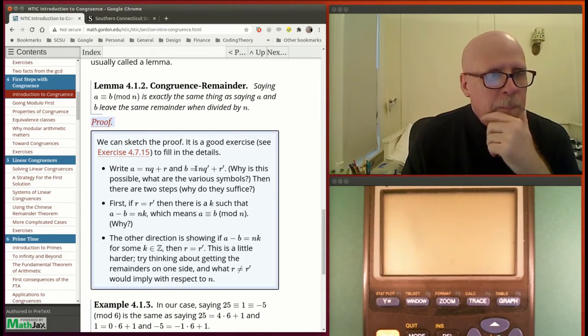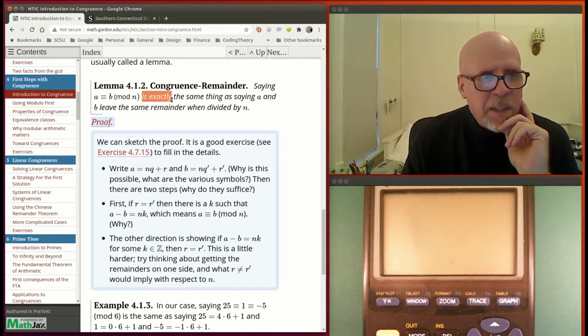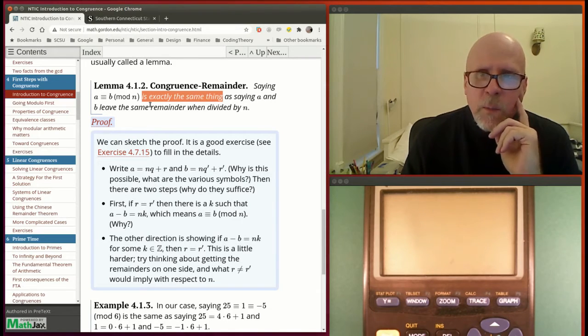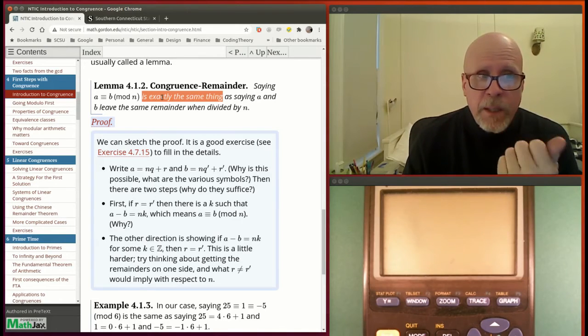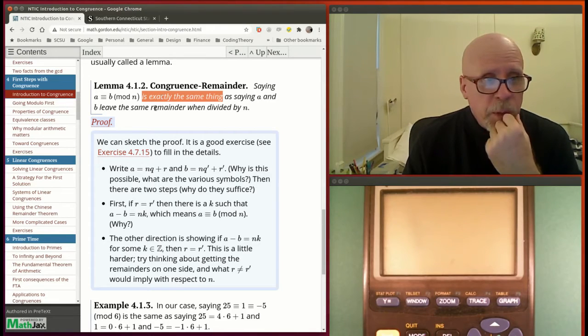So it says, in the phrasing there, it's exactly the same thing, which is one of many euphemisms people have for if and only if. A is congruent to B mod n if and only if A mod n and B mod n are equal. That's what we're really trying to prove.